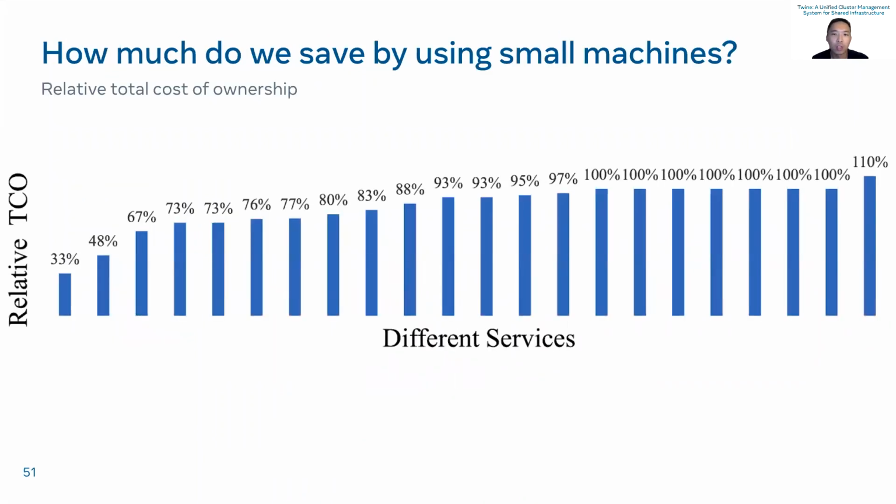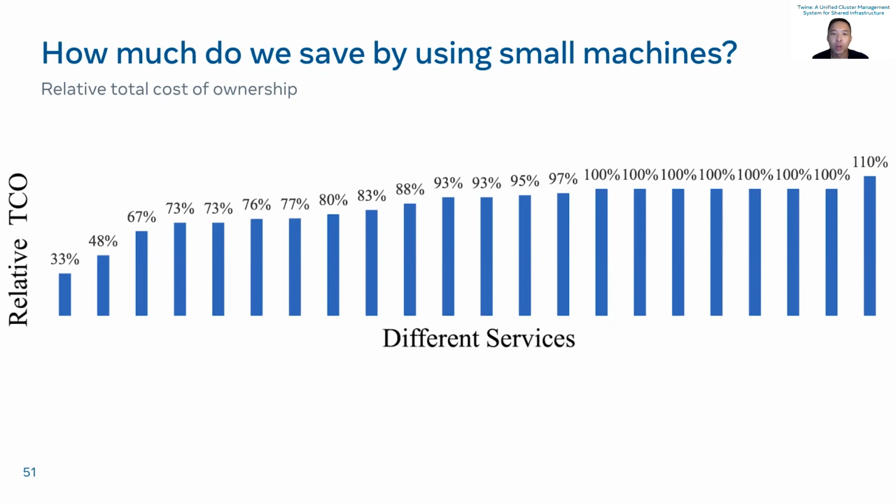So how much do we save by using small machines? We defined a total cost of ownership, or TCO, of a machine to include the hardware cost, power consumption, and operating expense of a machine over the course of its lifetime in our data centers. We defined a relative total cost of ownership, or RTCO, for a service as the ratio of TCO to run that service on small machines to the TCO to run that service on big machines. The lower the number, the more savings we get from using small machines.